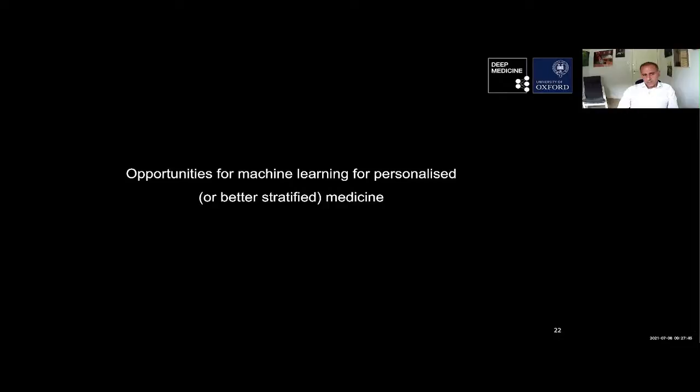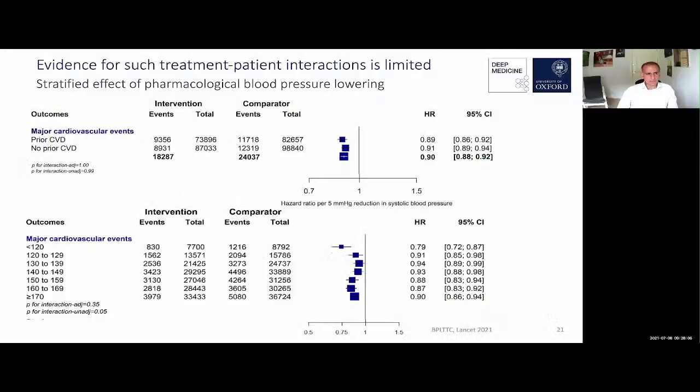So having said that, and having shown those examples of the limited experience and limited positive insights about stratification, it is worth looking at what the opportunities are for machine learning for personalized medicine, or as I explained earlier, better called stratified medicine.